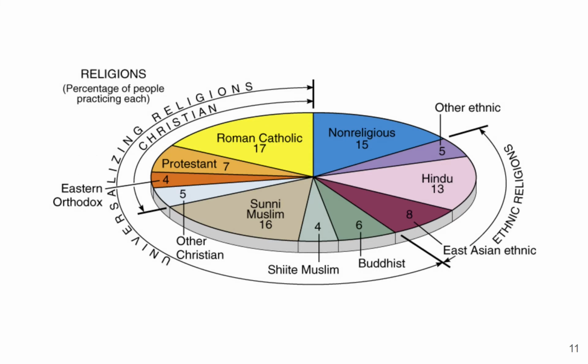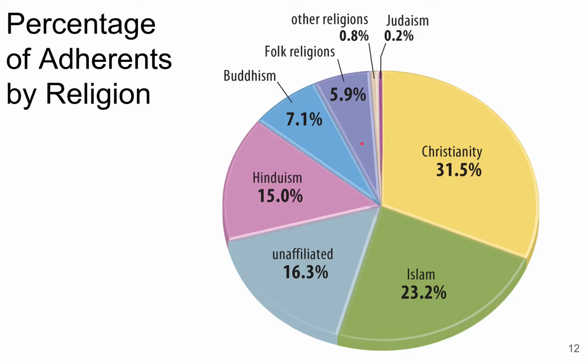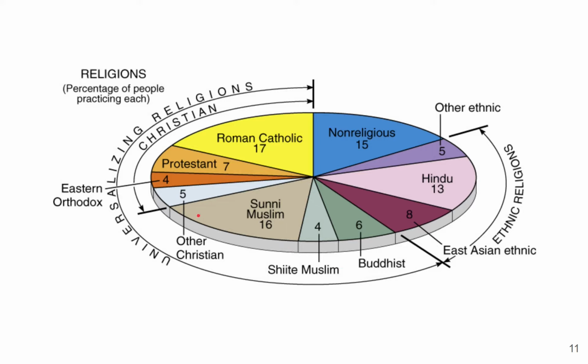And here is a pie chart showing the breakdown into Christians and Sunni and Shiite Muslims, Hindus, East Asian, other ethnic religions, and then non-religious. Different pie chart. I think I like this one better, although it doesn't have anything broken down. So in this pie chart, they've got Sunni and Shia Muslims separated out.